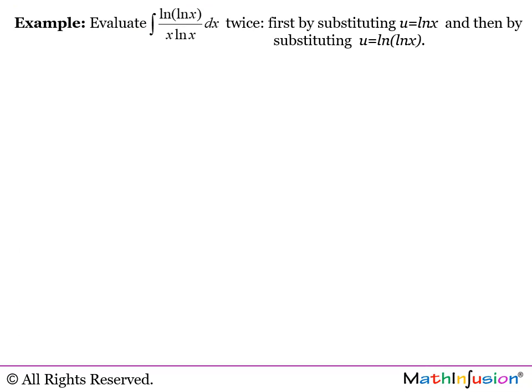We are going now to evaluate the integral of ln of x over x times ln of x dx twice. First by the substitution u equals ln of x, and then by the substitution u equals ln of ln of x. So let's start with u equals ln of x. In this case, du is dx over x.